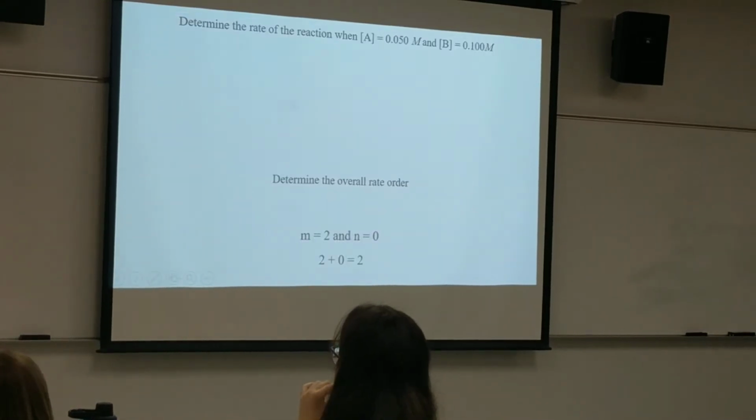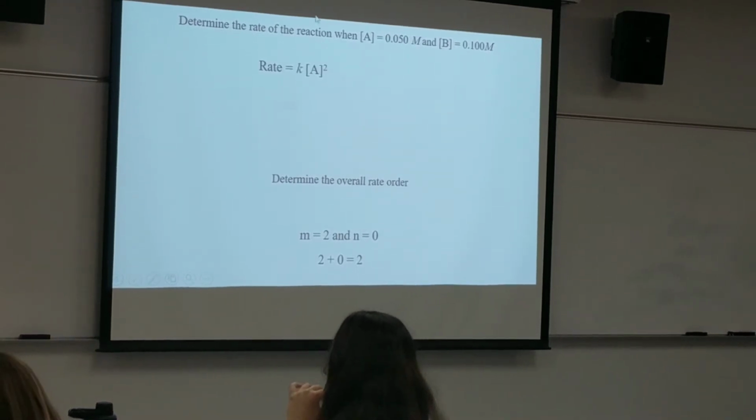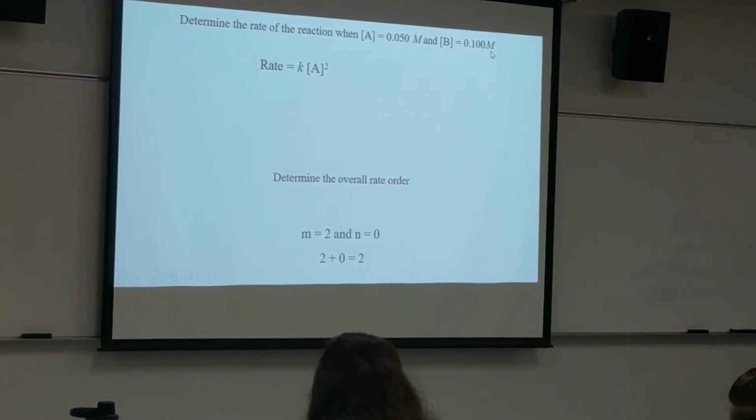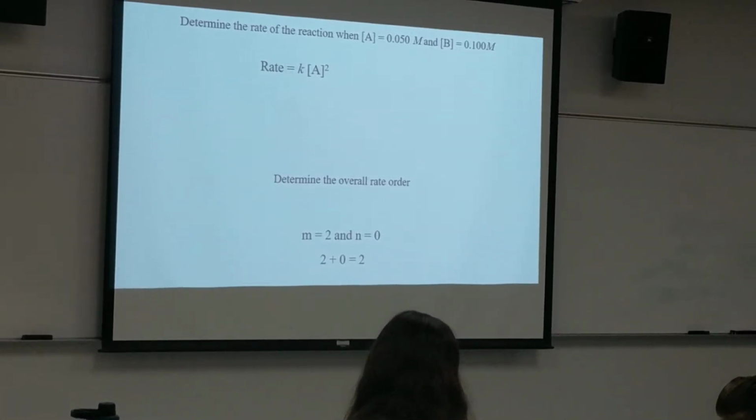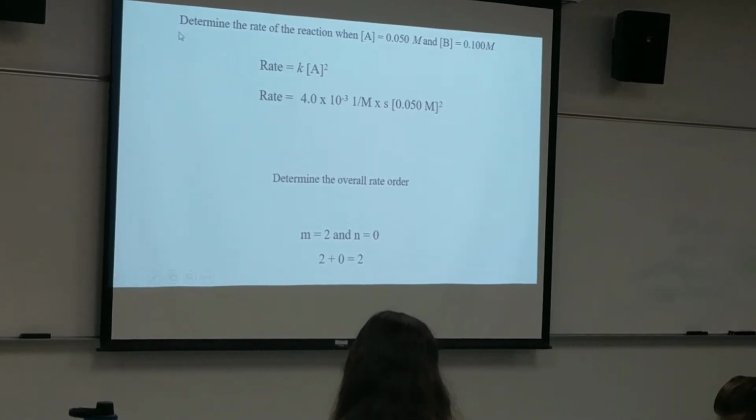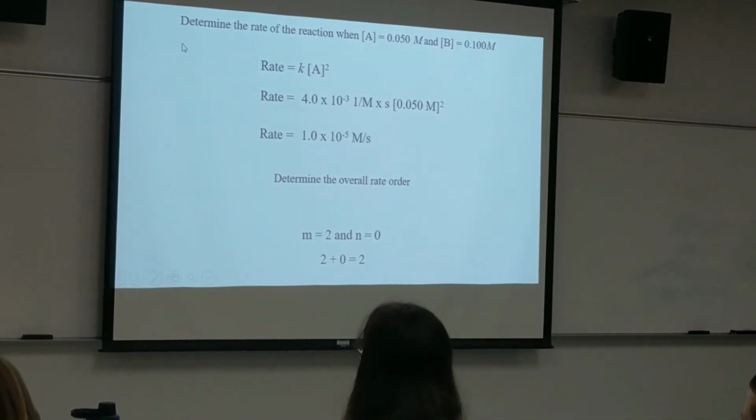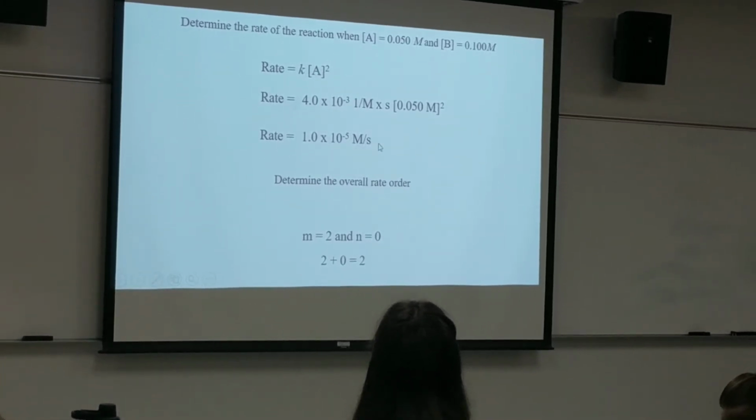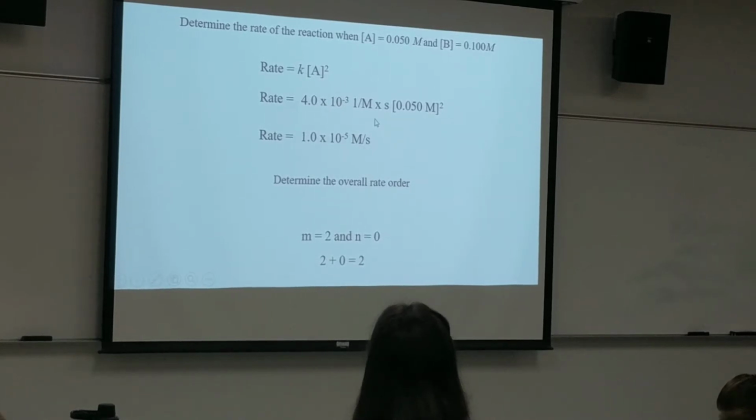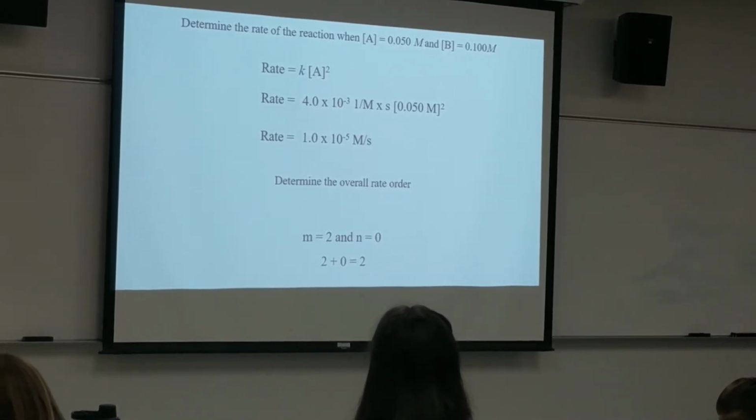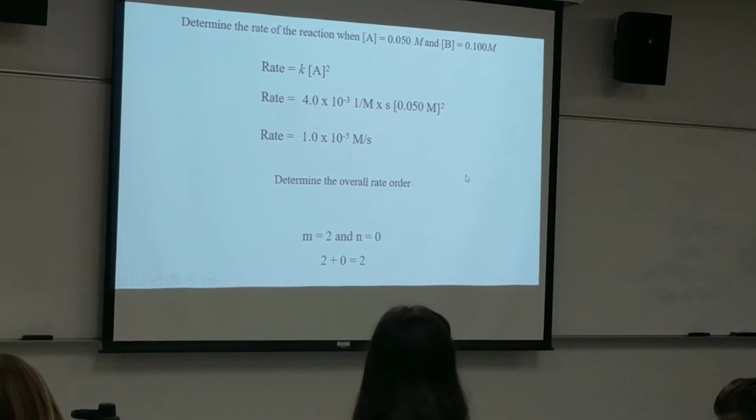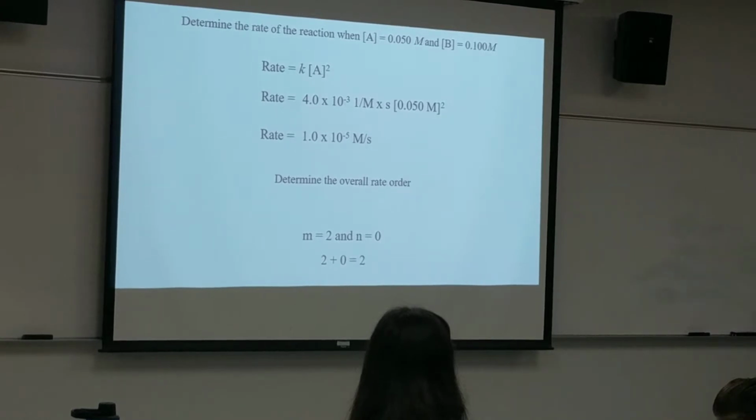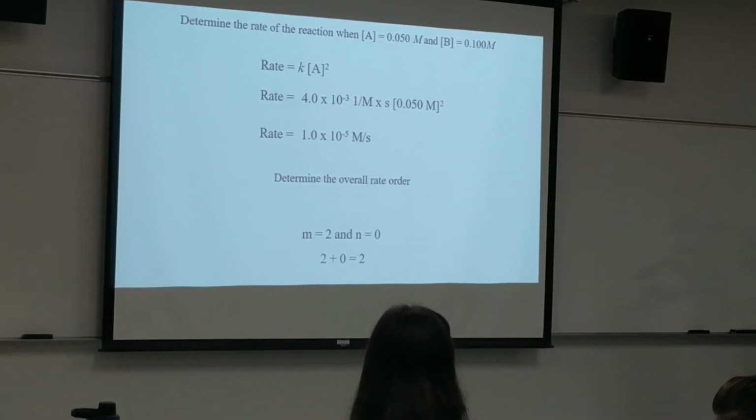Alright. So A is 0.05 and B is 0.1, which doesn't matter what B is, because it's not part of the rate law. I just plug in the number, and it gives me 1.0 times 10 to the negative 5 molarity over seconds. Be careful of the units. The overall rate order is 2. M and N, the exponents added. 2 plus 0 is 2. So we answered the 4 questions there, right?